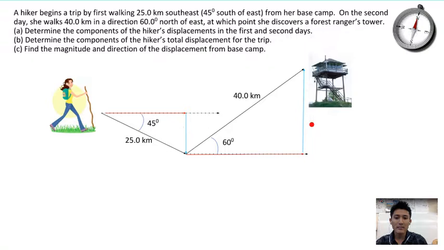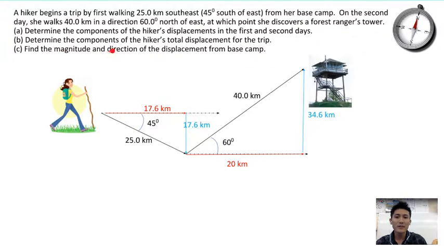If we calculate it, we would get 17.6 there, 17.6 because it's a 45 degree angle, so these legs are the same. Then 20 kilometers here, and 34.6 kilometers here. So 17.6 east, 17.6 south, 20 kilometers east, and 34.6 north. I have a little compass up here just in case you're really bad with directions. All right, so that answers part A. These are the individual components of the hiker's displacement for the first and second days.